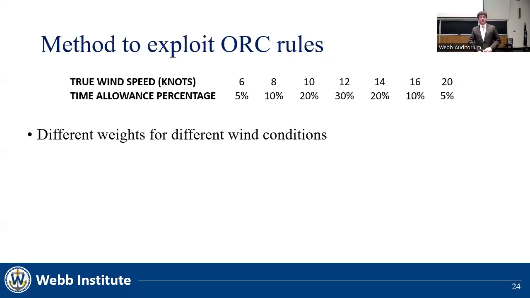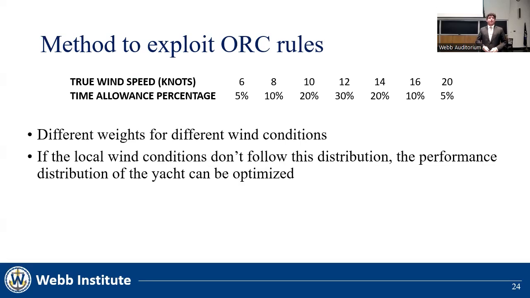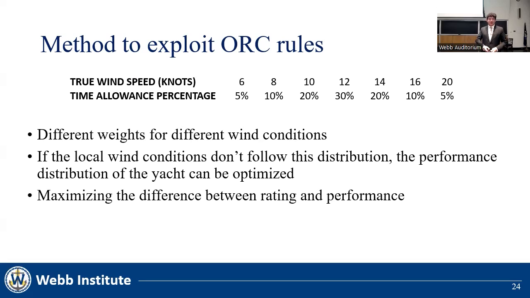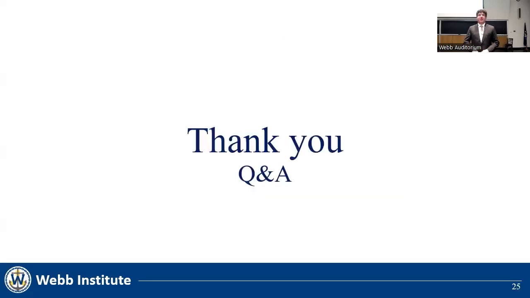Now I'll go over how to exploit the ORC rules. From the VPP data, when they are calculating the rating, they don't just take an average of the wind speeds. They do a weighted average, and the weights for each wind speed are shown above. By picking another distribution of the performance of the yacht, we can maximize the difference between the yacht performance and its rating, making it essentially a winning vessel.